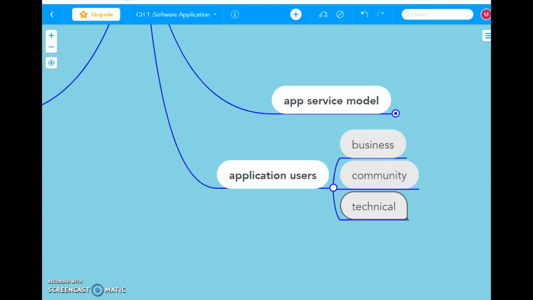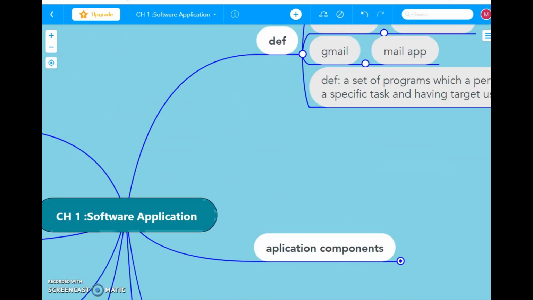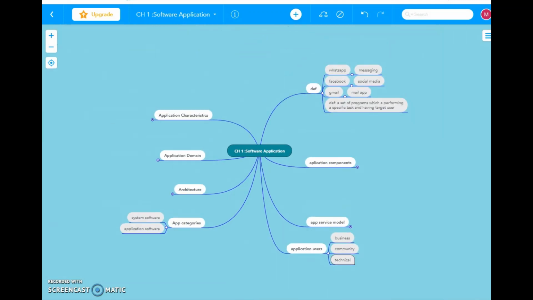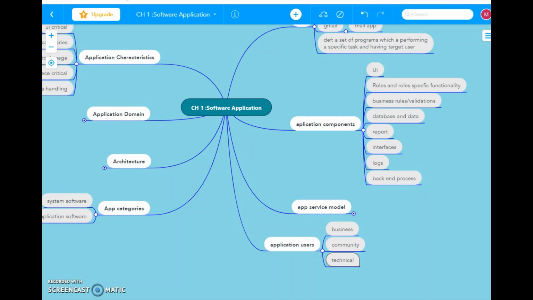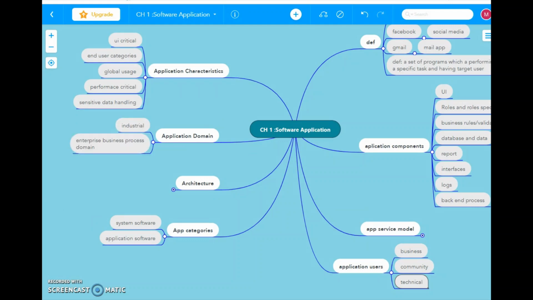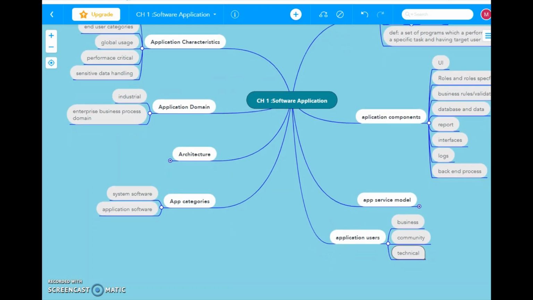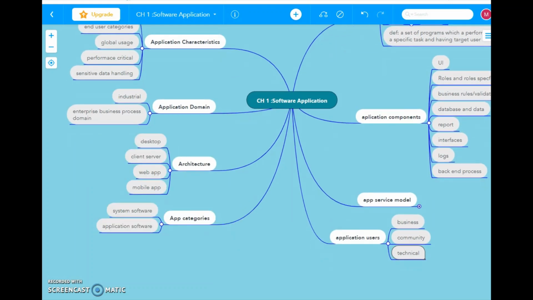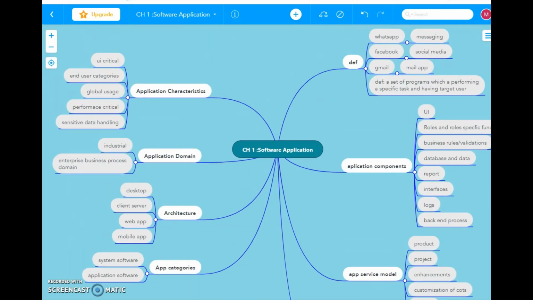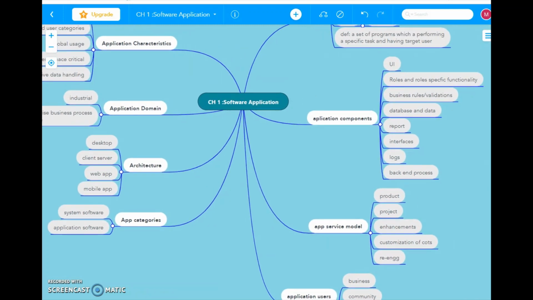So we are done with the first topic. Let us just go through quickly what the different topics are that we have covered. Firstly the definition part, then a number of components that we have gone through. Then we studied the different characteristics. Then we studied the domain part, the industrial and the enterprise business process domain. Then we studied architecture in brief. Then we studied different service models, the application categories and application users. So this is all brief things that we have studied.